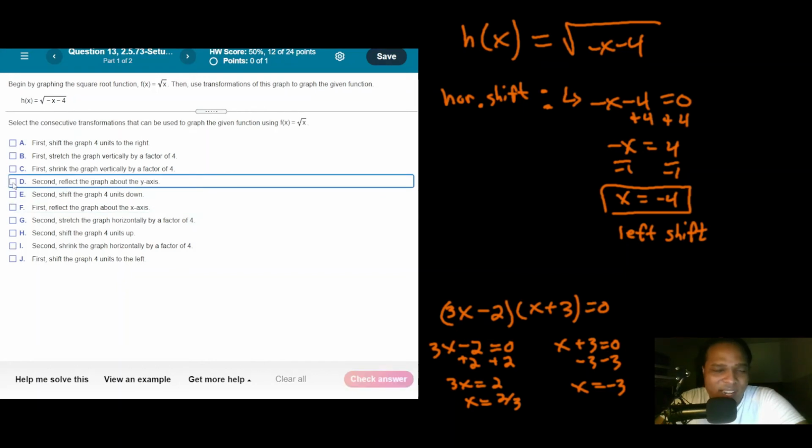Do I even see that option? Reflect across the... I don't even see the option. Am I losing my mind? Oh, I guess it doesn't matter in this case. I don't see multiple answers here, so I think we're in the clear. I don't think it matters.